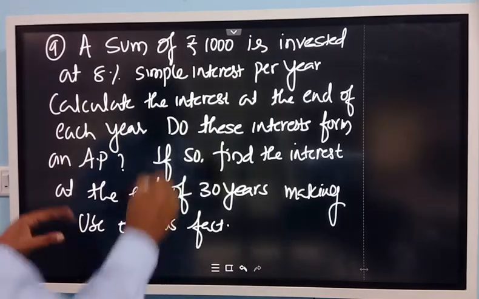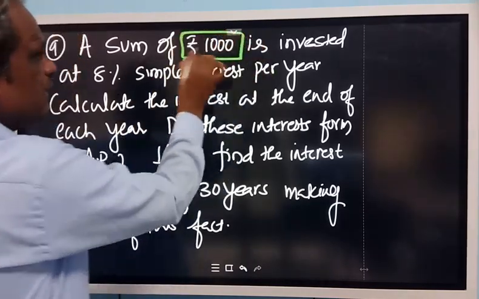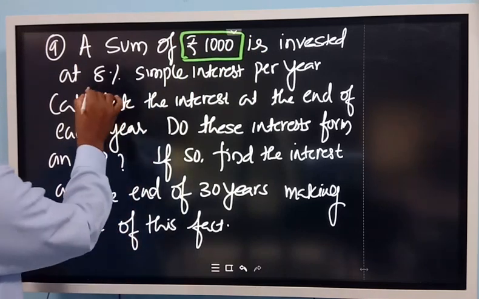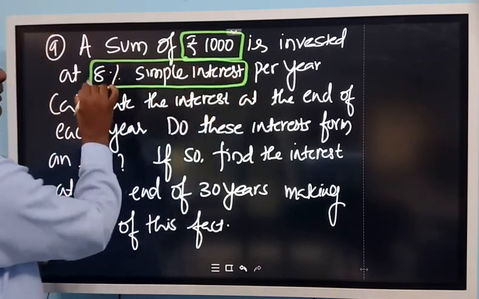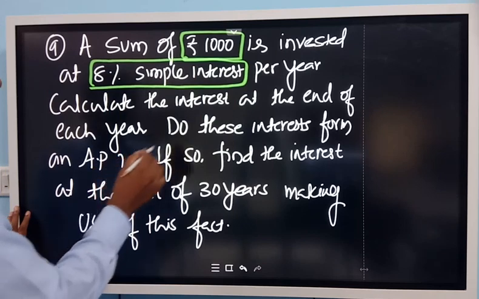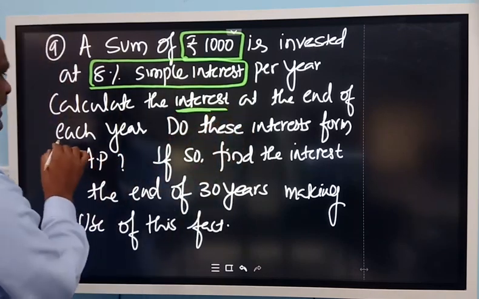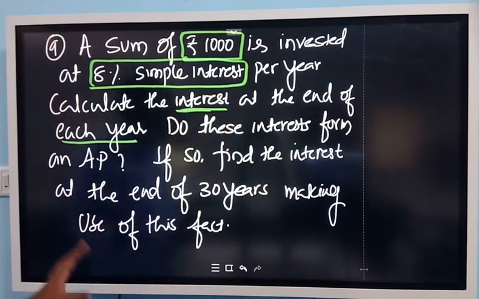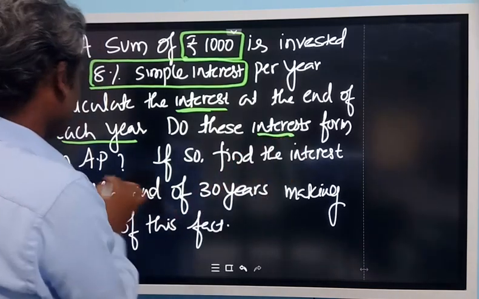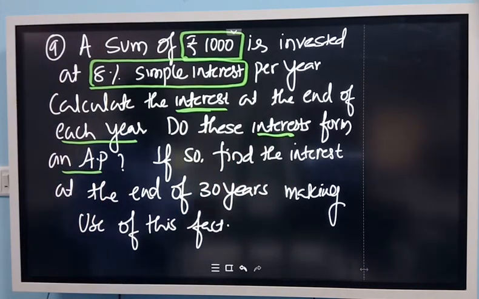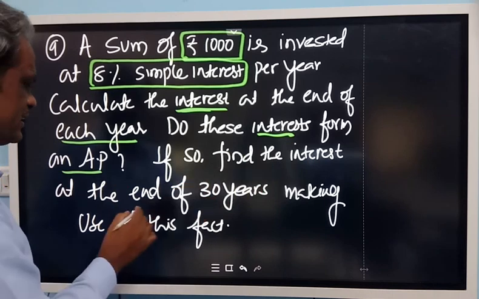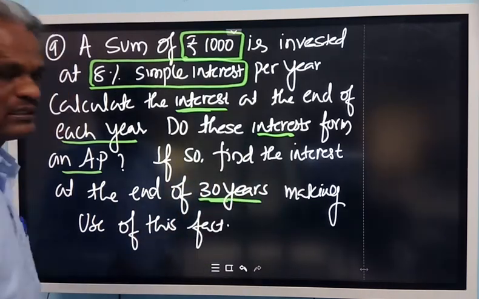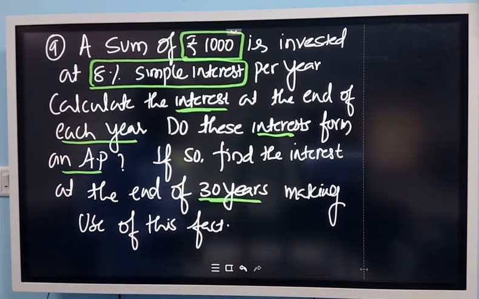In the given question, a sum of ₹1000 is invested at 8% simple interest. The rate of interest is 8% per year, and calculate the interest at the end of each year. After calculating, check whether the interest you get is in AP or not. If so, then find the interest at the end of 30 years. In the 30th year, what is the interest that you will get, that you have to calculate.